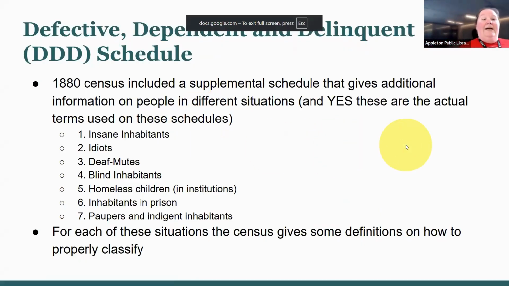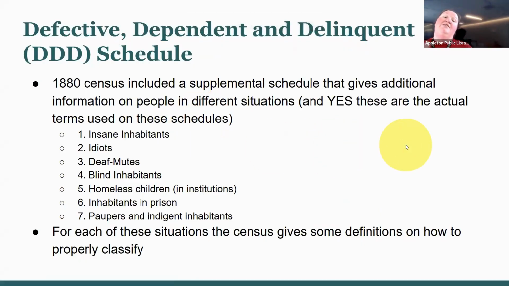The DDD is next. So this is the defective, dependent, and delinquent. This is a special census done only in 1880. It gives additional information on some people in specific situations. And unfortunately, yes, these are the actual terms that they used. So something like insane inhabitant, or an idiot, or a blind person, or a homeless person, or a person in prison, or a pauper. Those are all the different names that they called people at this time.